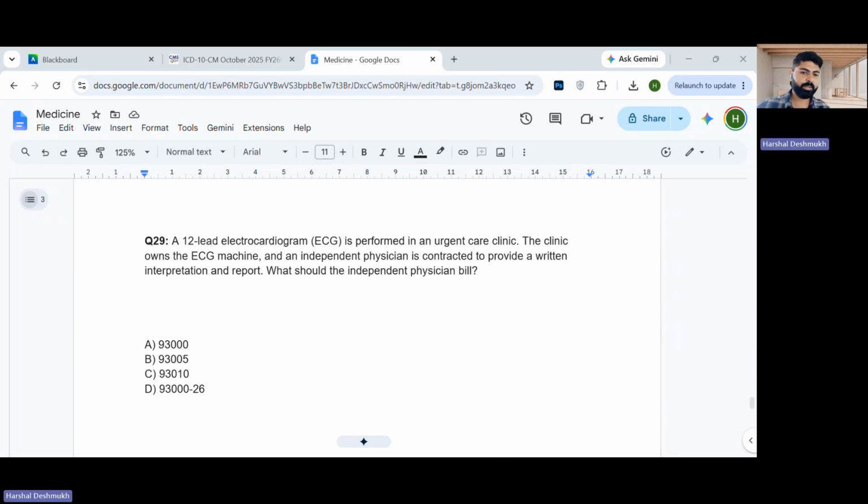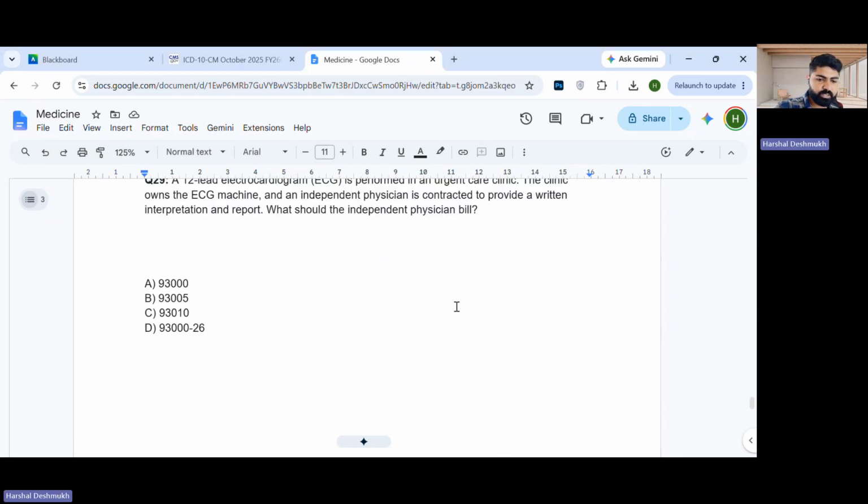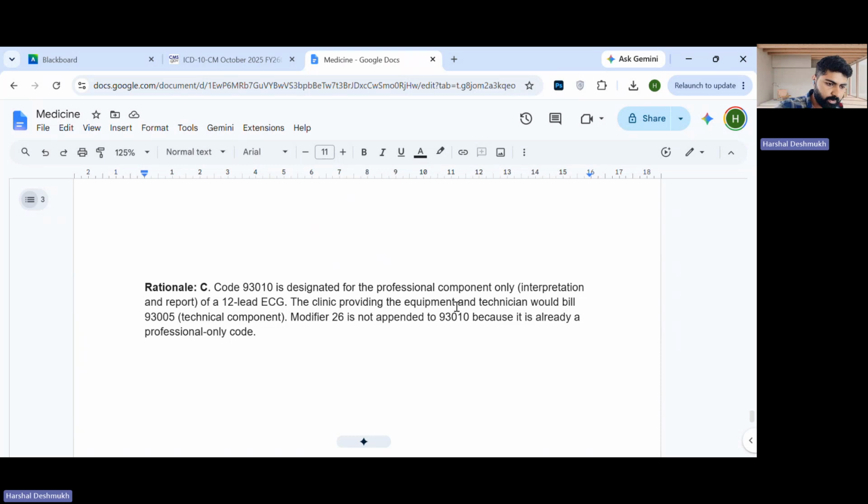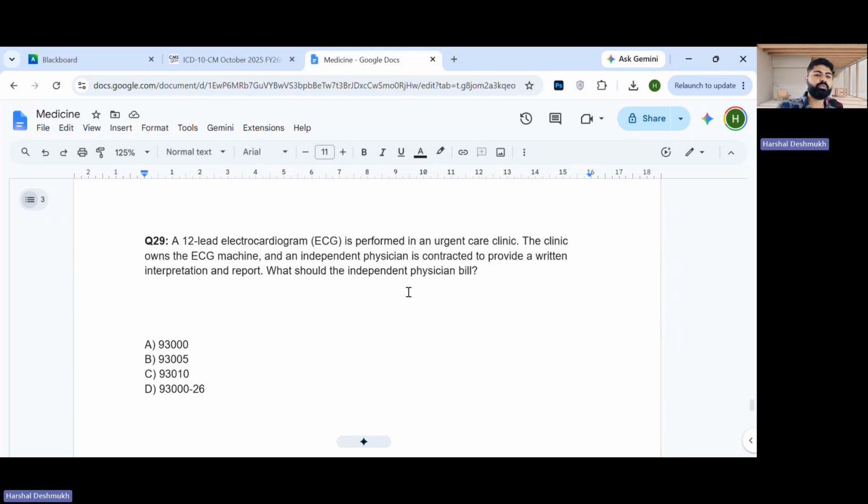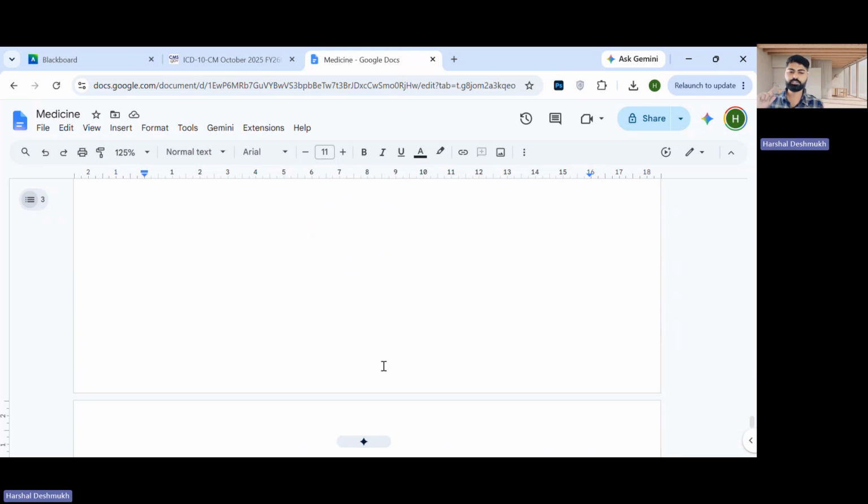All right, time to answer this question. The answer to this question is option C, 93010, as it is billed only for the professional component. We do not need to bill modifier 26 here. Moving on to the last question of this question set.